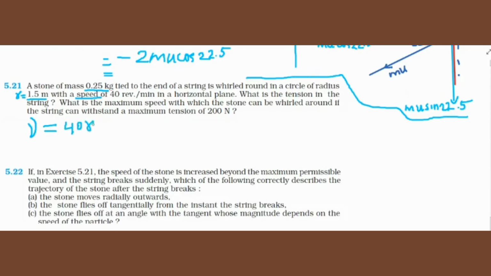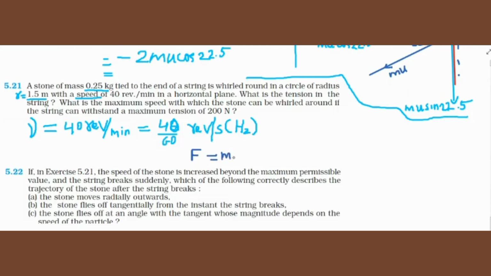So 40 revolution per minute, okay, but that is not the unit we want. You have to convert: 40 by 60 revolution per second. Revolution per second means the unit is hertz, then it is in the proper unit. So frequency is given. Then what is the tension in the string? Tension means you have to calculate force. So the centripetal force formula, you know what the centripetal force formula is?